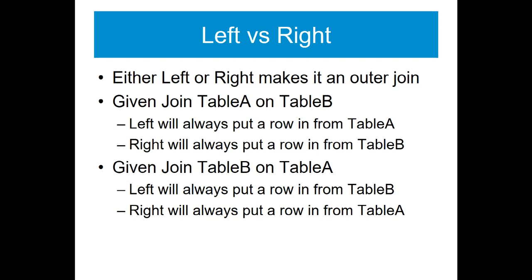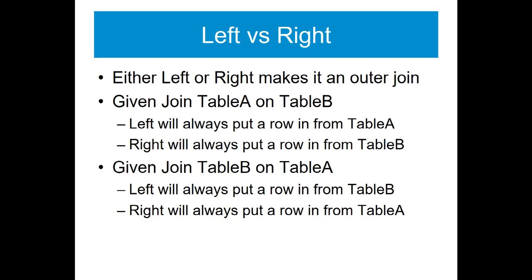A right will always put a row in from table B. And if there's nothing in table A that matches B, then we'll get a null on whatever table A columns we have. We could just change the order of the tables and get a different result, right? So if I say join table B on table A, say I've swapped the names of the tables, then the left will put in a row from table B. Why? Because it's on the left. It's the left of the two. And right will always put in one from table A.